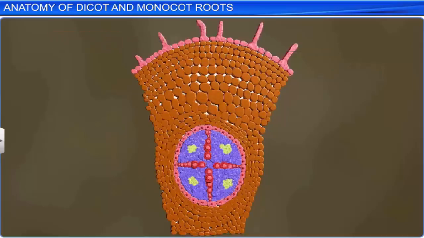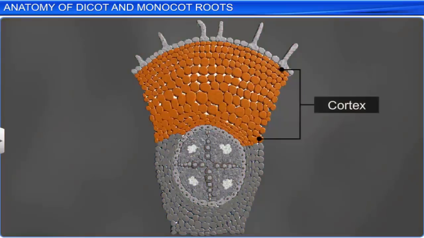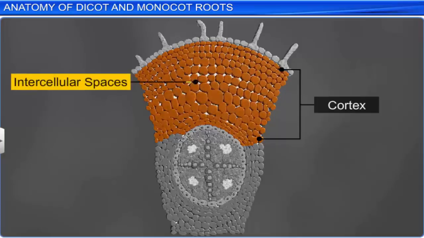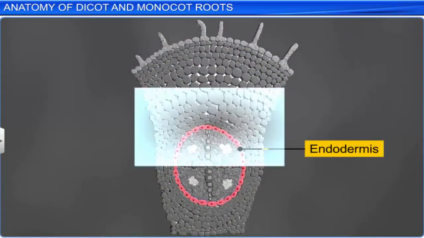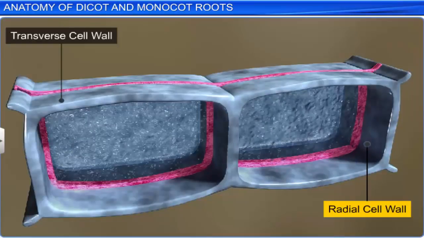The epidermis is followed by cortex, which is formed of several layers of thin-walled parenchymatous cells. These cells have intercellular spaces. The innermost layer of the cortex comprises barrel-shaped cells without any intercellular spaces. This layer is known as the endodermis. The tangential and radial walls of the endodermal cells have deposits of a water-impermeable material or suberin, which is also called Casparian strips.